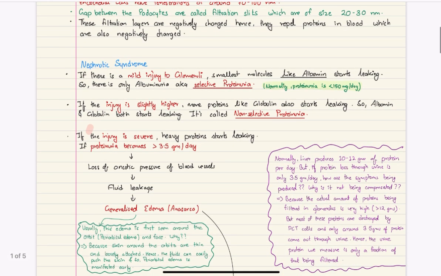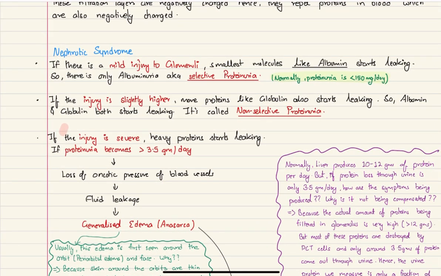Now let's talk about nephrotic syndrome. Nephrotic syndrome is when there is injury to the glomeruli. When there is injury to the glomeruli, the smallest molecules like albumin, which is a protein found in the blood, will start leaking out from the blood vessels. So at first there is only albuminuria. Only albumin is leaked into the urine, hence albuminuria. It is also known as selective proteinuria. So mild injury to the glomeruli will first cause only albuminuria, which is also called selective proteinuria.